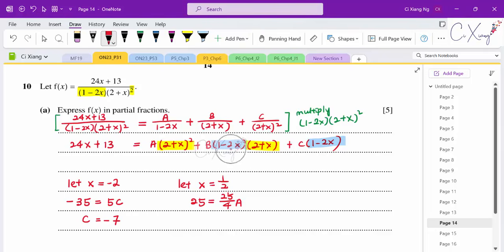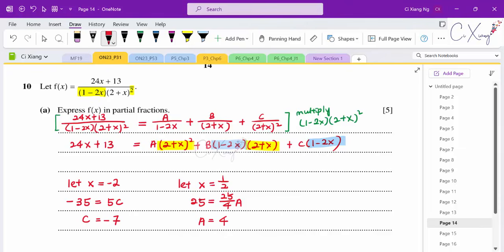This bracket becomes 0, blue color bracket becomes 0, so the whole thing becomes 0 here. Substitute half here. Okay, this bracket becomes 0, 0 times c also a 0. So your equation becomes something very simple, which is 25 equals to 25 over 4a. Your a will be equals to 4.